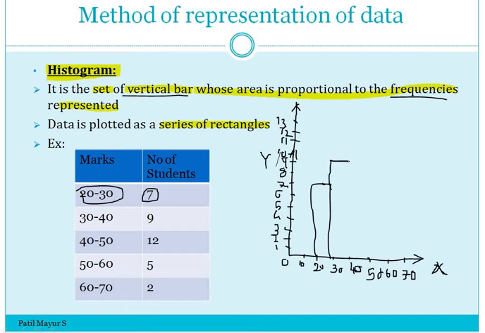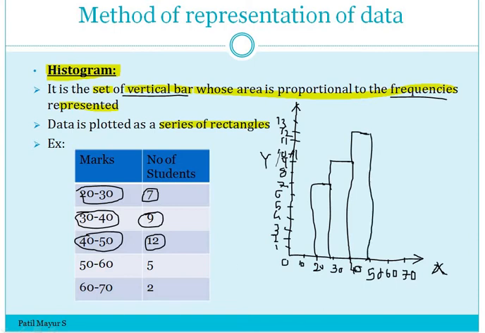They are what? See, 40. Then 30 to 40 are 9. Then the 40 to 50 marks range. How many students have this mark range? 12. So if you see the frequency 12, here it is given 40 to 50. You have to just draw this rectangle whose height is proportional to the frequency of that class interval. Then 50 to 60.